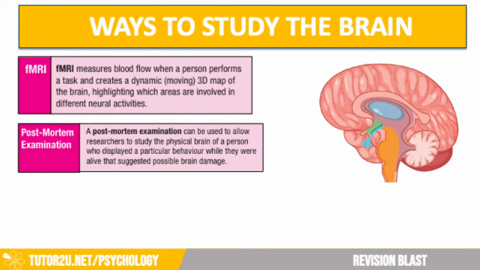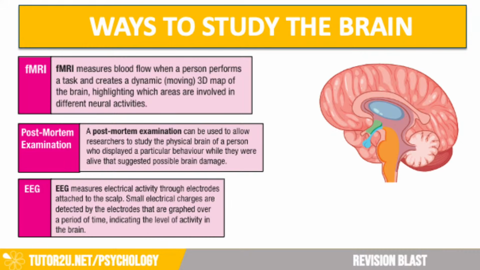The second part that we teach is about post-mortem examinations. A post-mortem examination can be used to allow researchers to study the physical brain of a person who displayed a particular behaviour whilst they were alive. You may have heard of the term post-mortems used in everyday life, and it is something that is conducted on people after they have passed away, but it can be useful to understand a disorder perhaps that they might have had whilst they were living, because we can actually look intrusively at the physical brain itself.